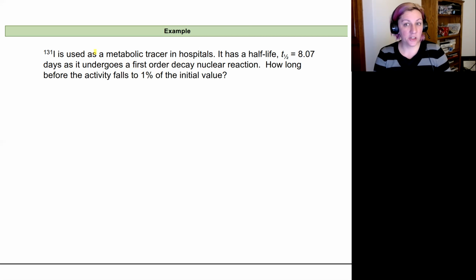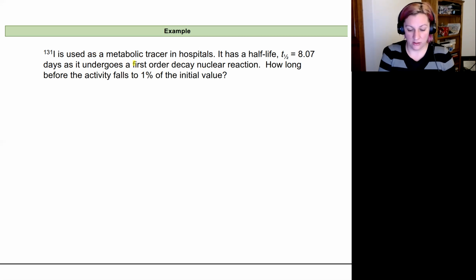In this lecture, I am going to go through another example problem with half-lives. In this one, we're looking at iodine 131. So this is a radioactive isotope that undergoes a chemical reaction that's actually a nuclear reaction. And it has a first order decay nuclear reaction, which means the reaction is going to have just a first order reaction rate. And it's going to have a half-life of 8.07 days.